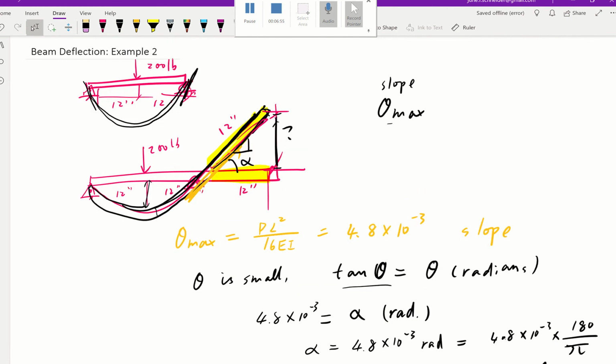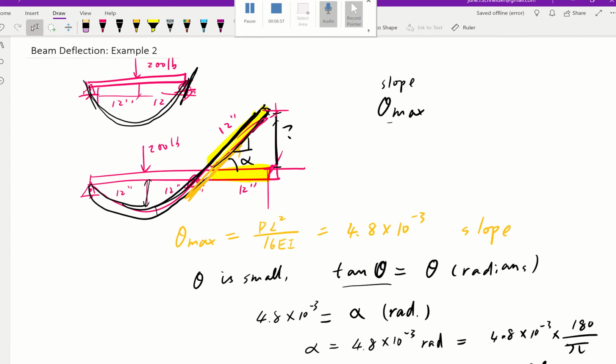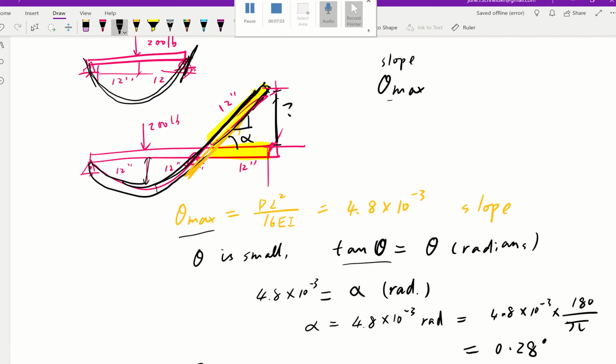Okay, so let's quickly recap this problem. We actually use the beam deflection, the slope particularly for this one, and then we manipulate the geometry to figure out this straight rigid line, how much it rises up.